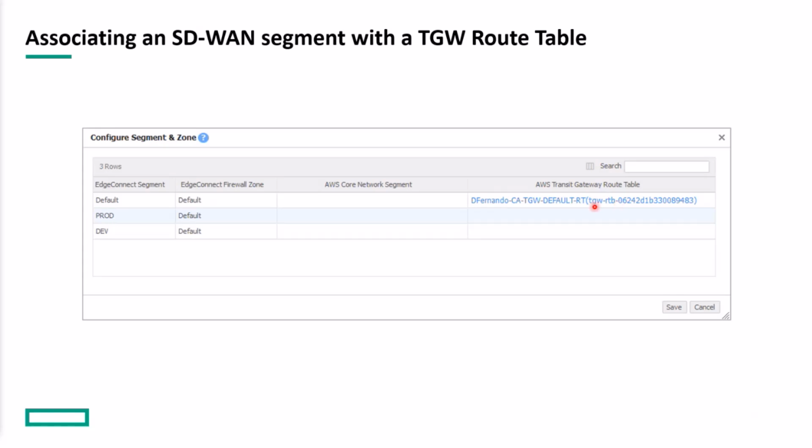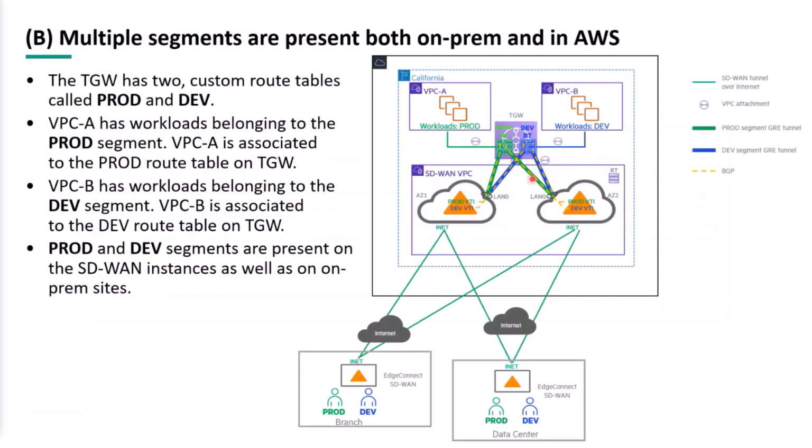If you have already assigned a name to that route table, we are going to show that route table name. If you have not, then it will only show the transit gateway route table ID. In this example, I have two route tables, prod and dev. VPC A contains my prod workloads and VPC B contains my dev workloads. On the Edge Connect, I have the same two segments, and even on-prem, I have prod and dev workloads. So the Edge Connect needs to create a GRE tunnel for each segment here.